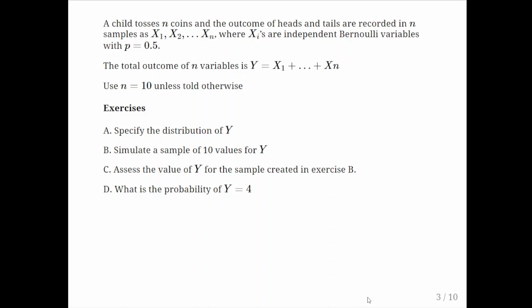Use n equals 10 unless told otherwise. This was an oversight in the question that this is drawn from, that there was no specification of what number to use for the sample size, so we will just use n equals 10 as suggested in the solutions. So the exercises are as follows. A, specify the distribution of y. B, simulate a sample of 10 values for y. C, assess the value of y for the sample created in exercise B. And D, what is the probability of y equal to 4?